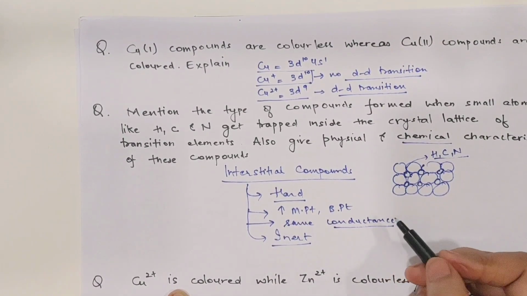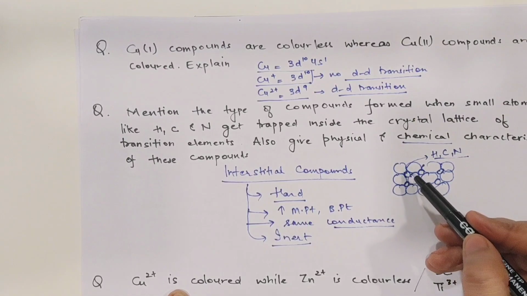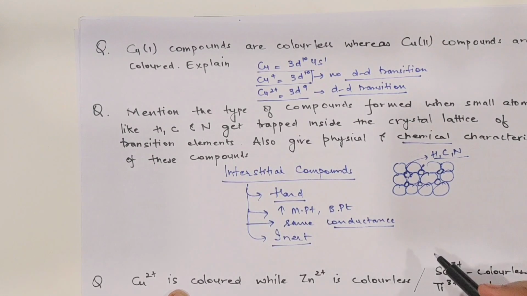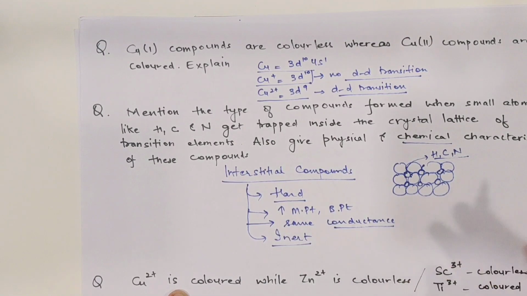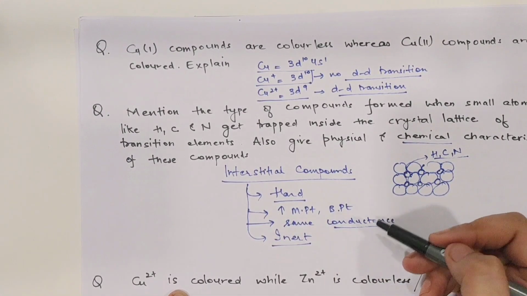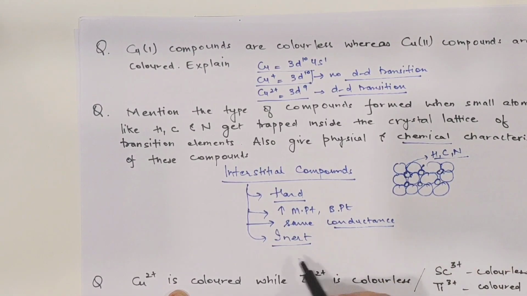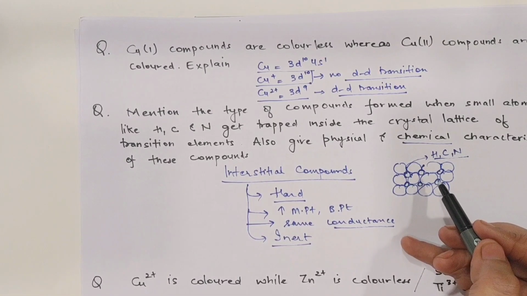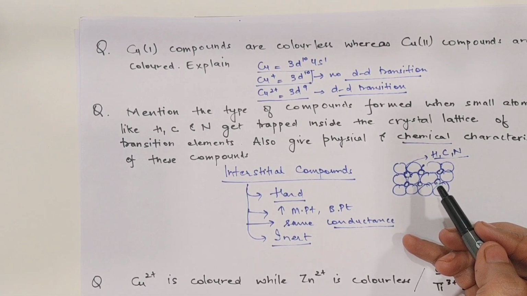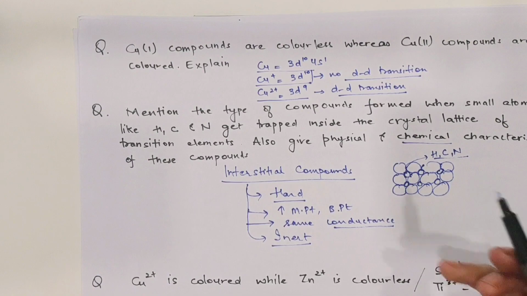Why? Because conductance depends upon the atoms' electrons, they move. When they move, they conduct electricity. So obviously these atoms are not going to disturb that. So the conductance doesn't change. Okay, they have the same conductance. They are harder. They have high melting point and boiling point because they are harder. So these are the physical properties. These atoms, when they take up space between the voids, they sort of make them unlikely to react. So they make them inert.